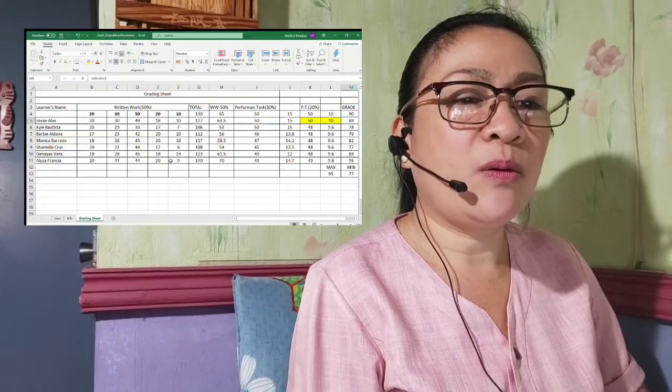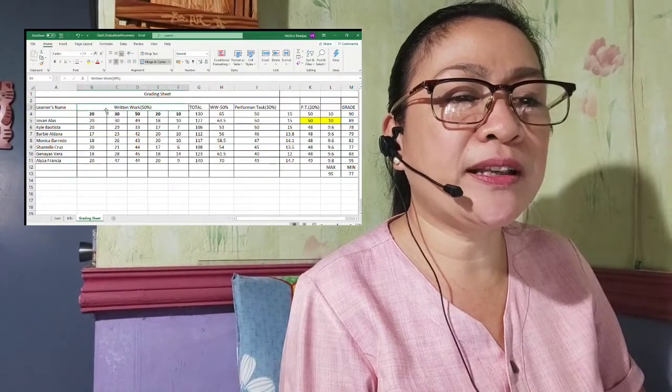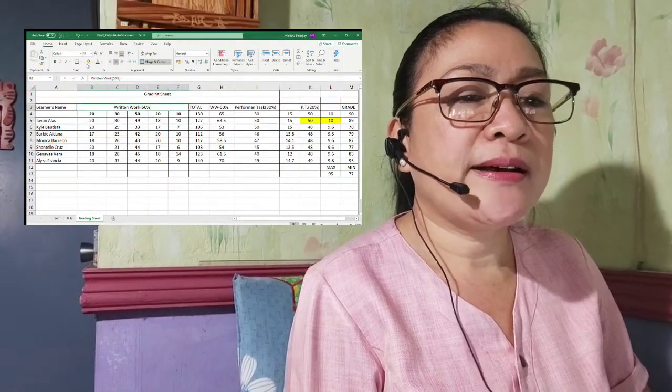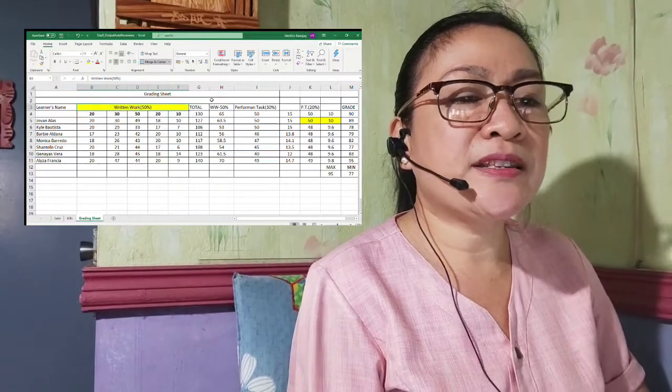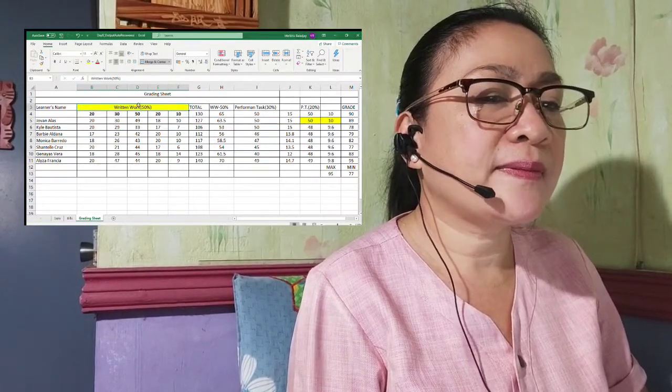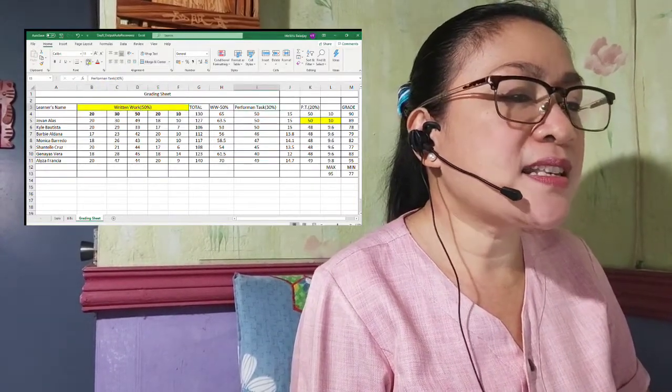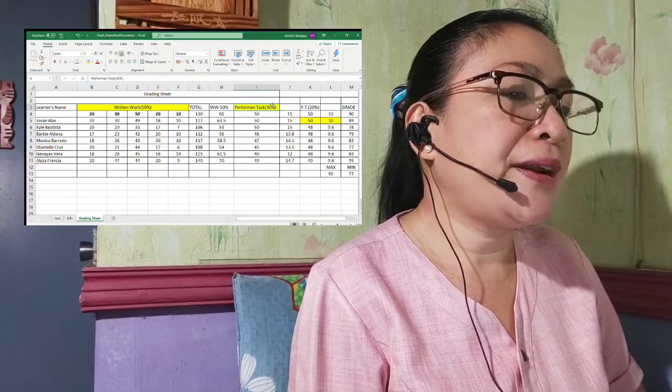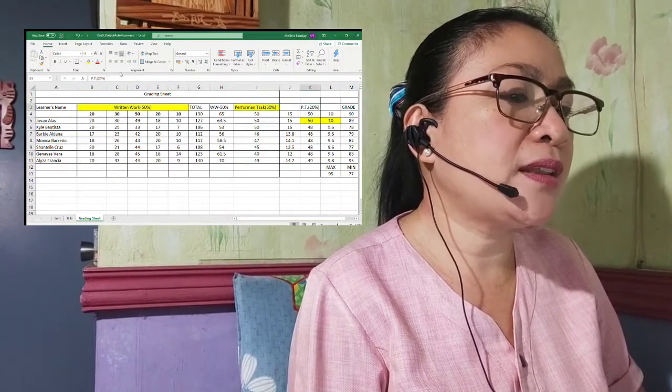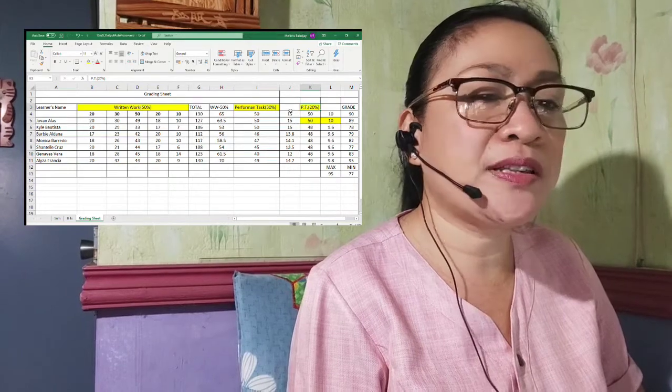And I want to show you how I compute grades. Okay, I have here a sample. I have here 3 components. The first component is written work. Okay, written work is 50%. Performance task is 30%, and the periodical test is 20%, a total of 100%.